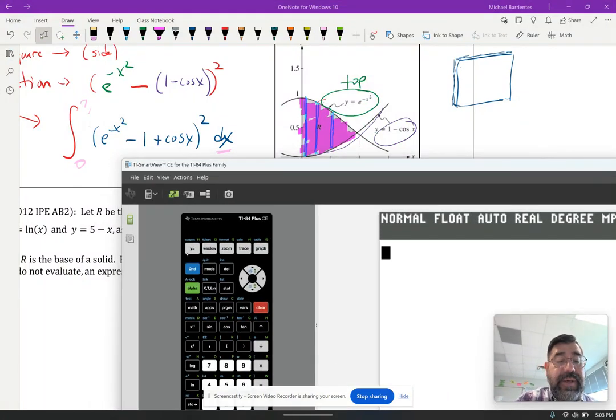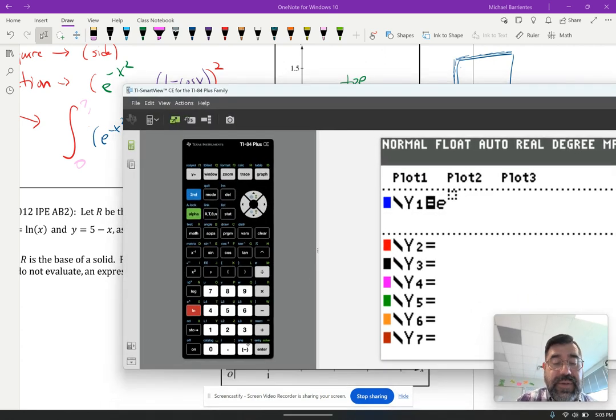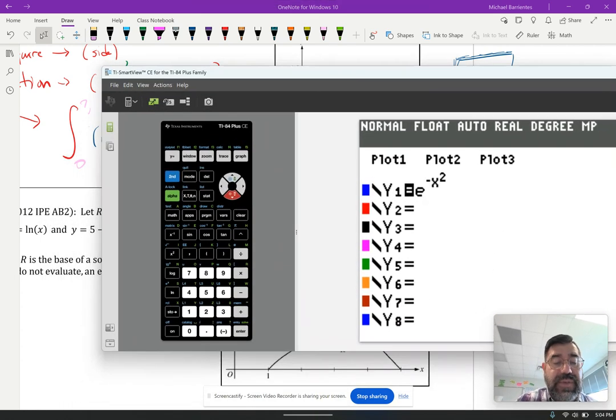Let's see if we can get that going here. Okay, so I'm going to go to y equals. Let's get rid of that, and let's type in what we want. So we want e to the negative x squared. And then the other one is 1 minus cosine x.